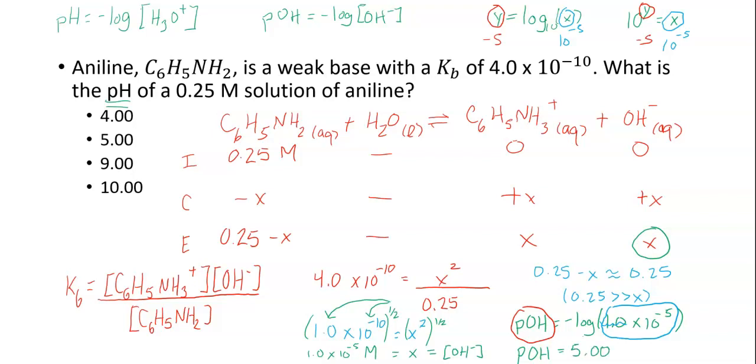But remember, it's asking about the pH, and so we can use this formula, pH plus pOH equals 14. And so the pH is 14 minus 5, which is 9.